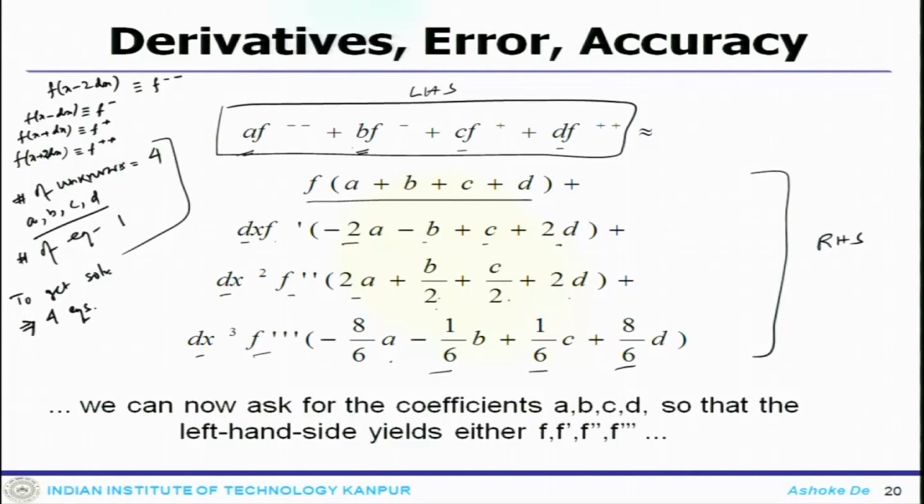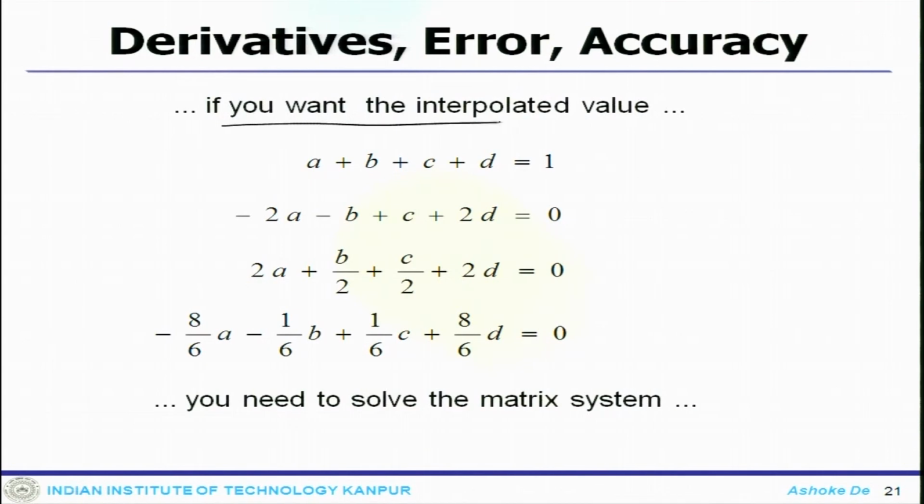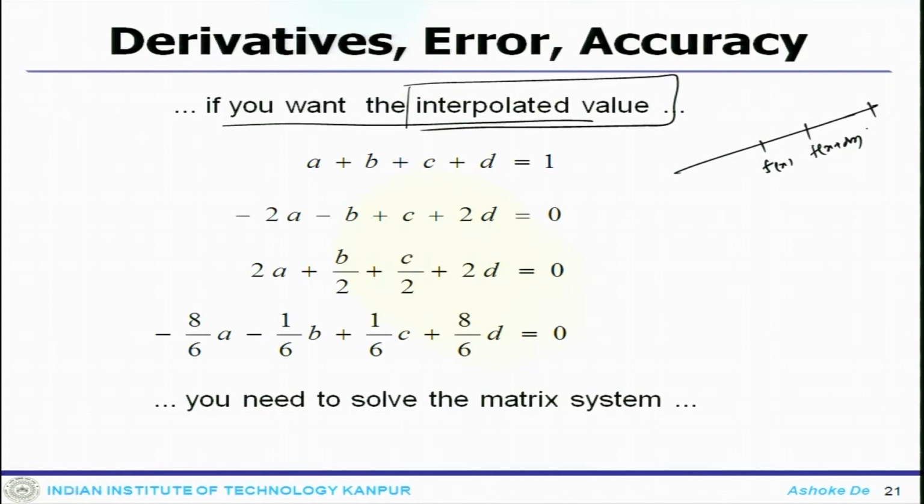So how do we derive those 4 equations? As we have done earlier, we can find these coefficients by mapping the coefficients from one side to the other. Now as we have done, first we are interested in the interpolated value. That means all these points: f(x), x plus dx, x plus 2dx, x minus dx, x minus 2dx. I want everything to be interpolated.